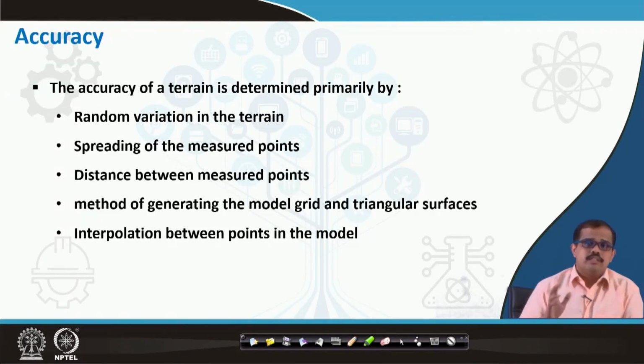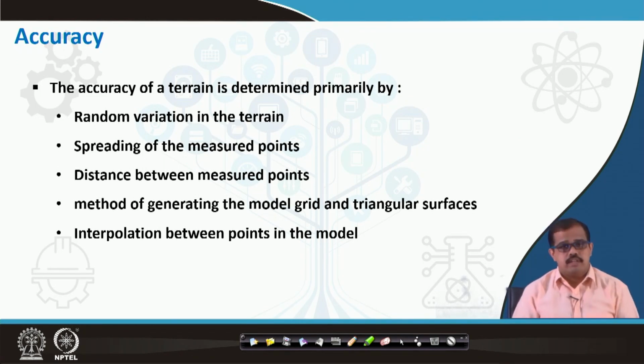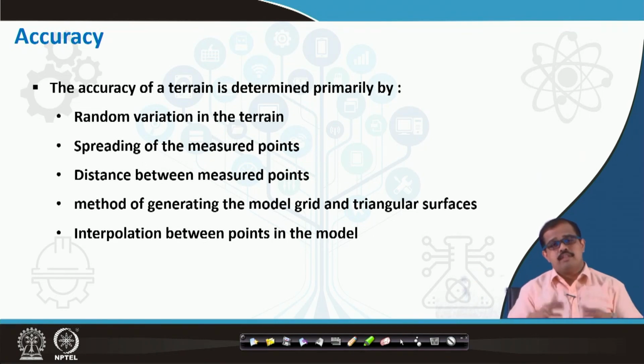So, coming to accuracy, the accuracy of the terrain model is determined primarily by various issues. One is random variation in a terrain. How random is the variation in that particular terrain? Then the spreading of the measured points. So, how have the points been distributed in the entire model? Are they grouped in a certain corner, or do you have random measurements all throughout the place?